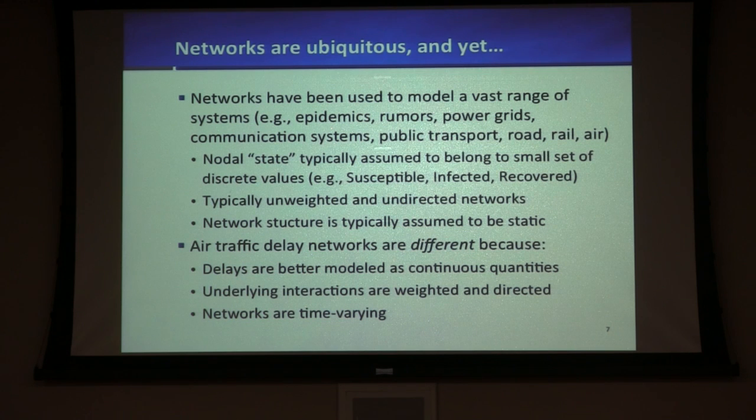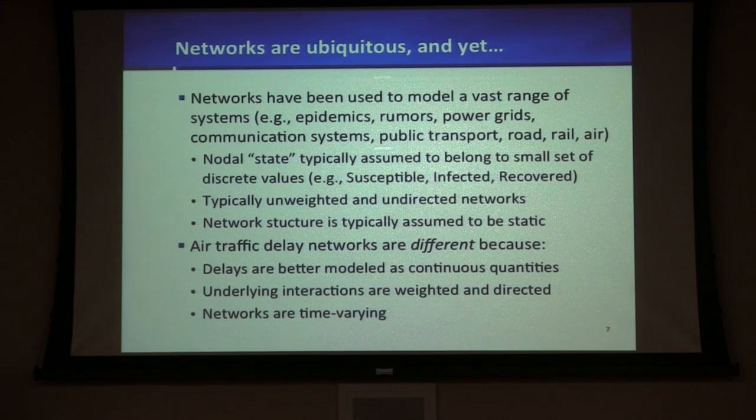The second thing is that they assume unweighted networks, in fact 0-1 networks, where a link either exists or not, and they're undirected, which means that there's symmetric interaction. So if I'm connected to you, then you are connected to me, and my influence on you is the same as your influence on me. And then the third aspect is that the network structure, this topology, is assumed to be static. And then we can ask things like centrality: what is the most important node in this network?